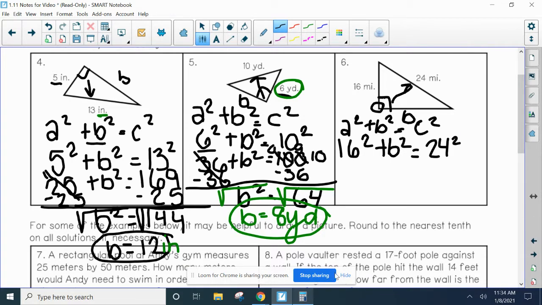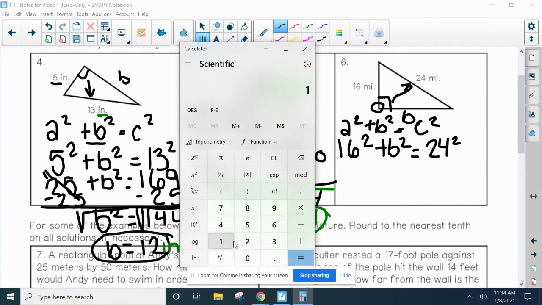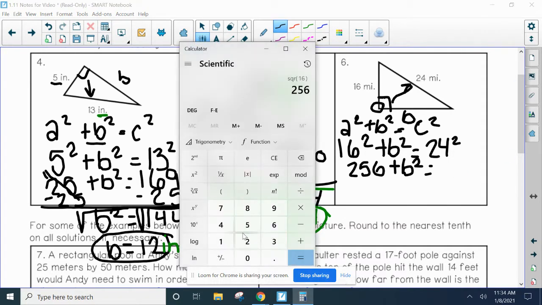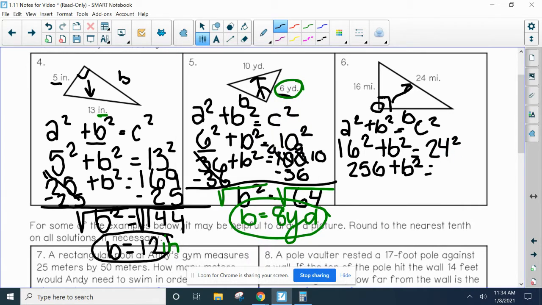Let's pull out our calculator and say, what is 16 times itself? 256. Plus our missing side length squared is going to be equal to 24 times itself. So 24 squared, 576. And then we can go ahead and get rid of our addition with subtraction. So minus 256.